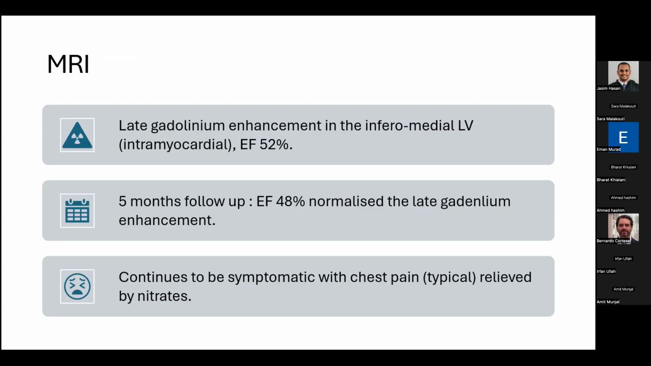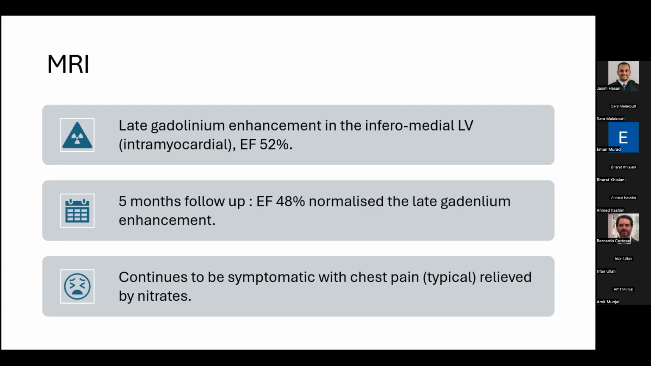So what we found is that there is a late gadolinium enhancement in the inferior-medial left ventricle. It was intramyocardial, and ejection fraction was, let's say, 52, limit normal. So after discussion with the radiologists in our hospital, the radiologist who reported that said, we cannot rule out myocarditis. There was no clinical indication of myocarditis, so we said, okay, we will follow it up with an MRI in 5 months.